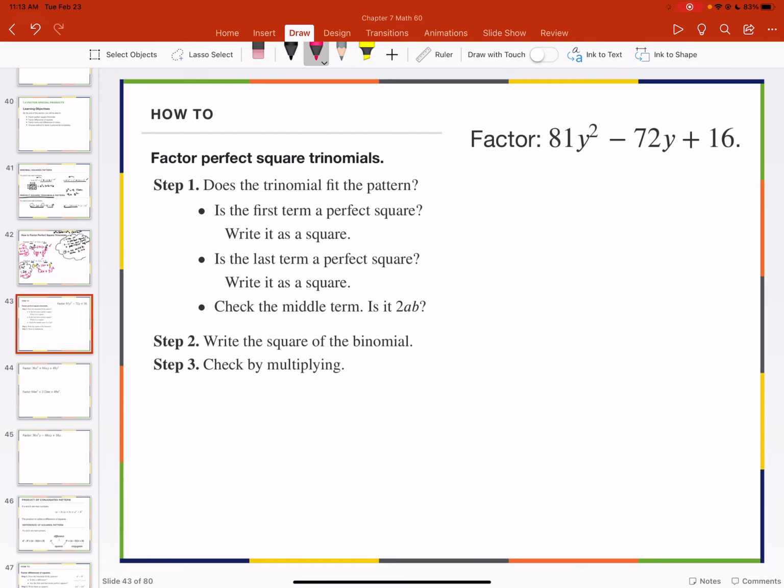So again, you ask, does the trinomial fit the pattern? Is the first term a perfect square? You write it that way. Is the last term a perfect square? You write it that way. Check the middle term. Is it 2ab? And then you write the square.